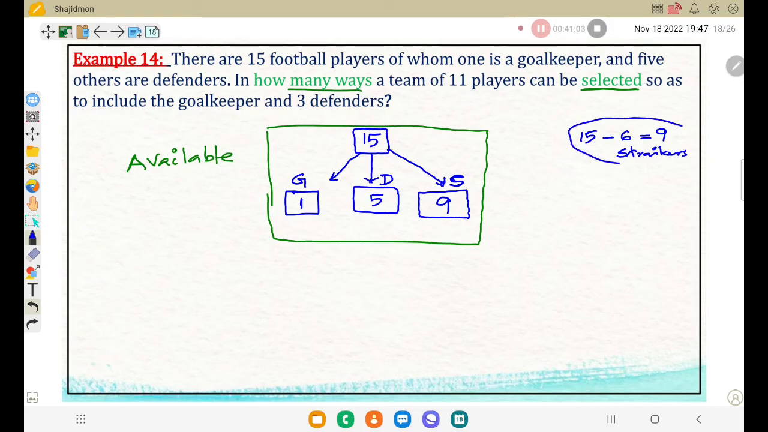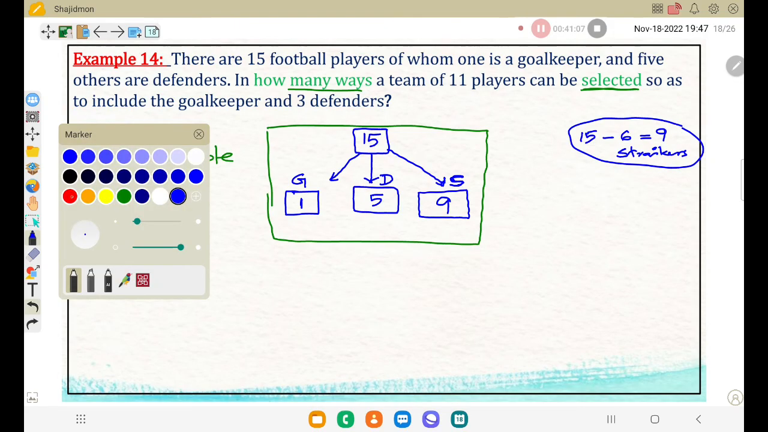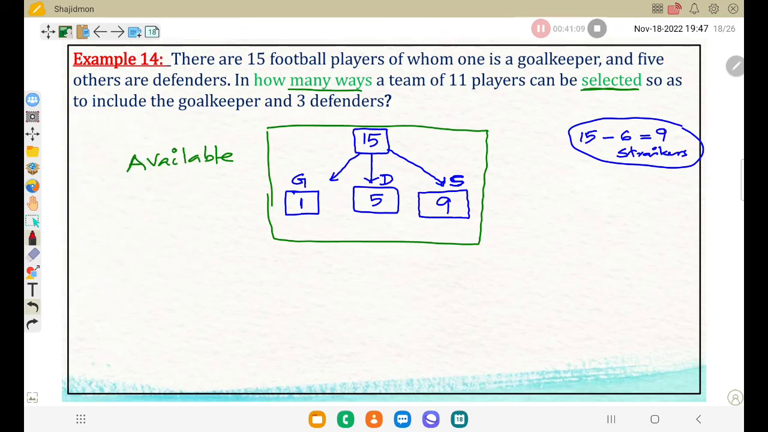Strikers we can represent by using the S letter. So this is the available team member. Totally 15 players: one goalkeeper is there, and 5 defenders are there, plus 9 strikers are there. So 1 plus 5 plus 9 means we will get 15, correct? Now what do we need to do actually?